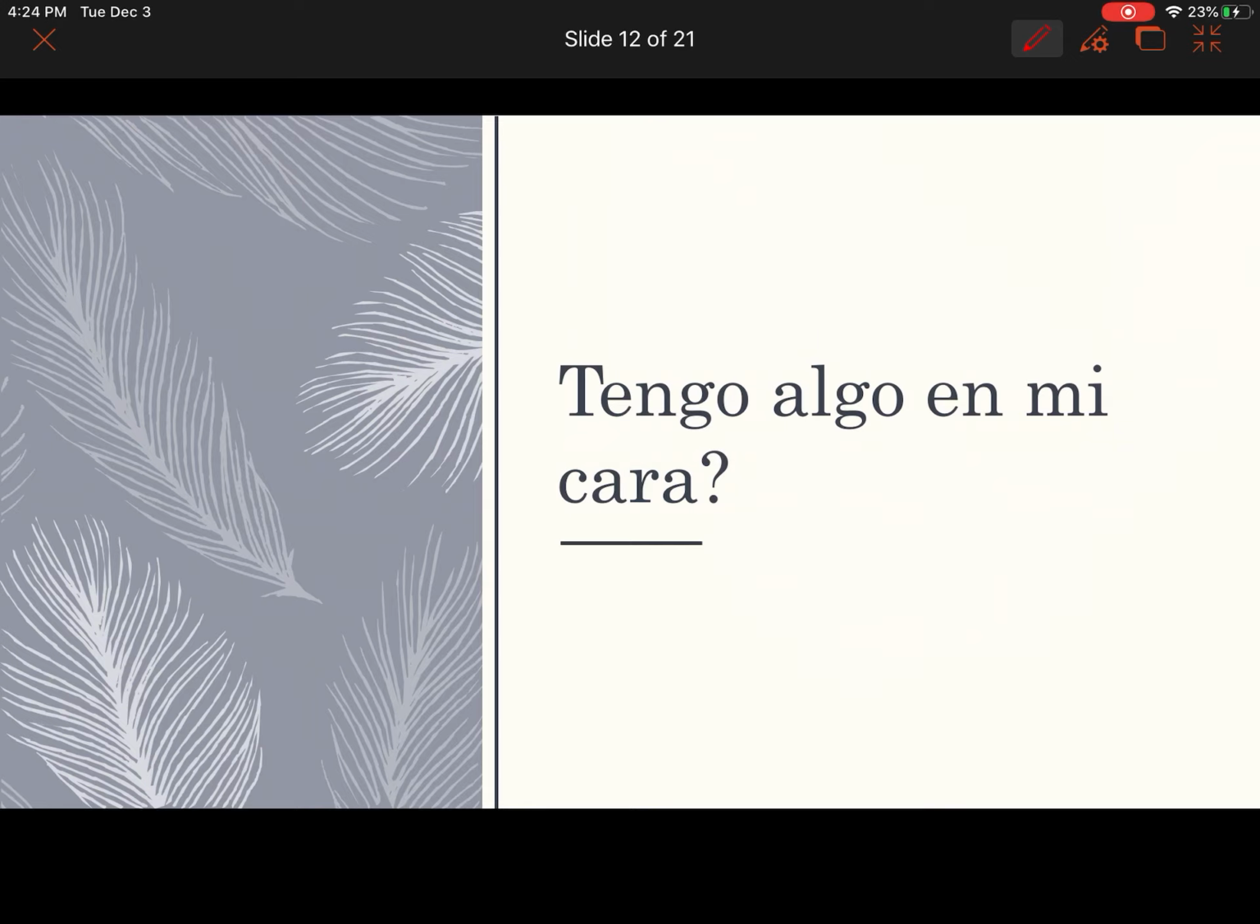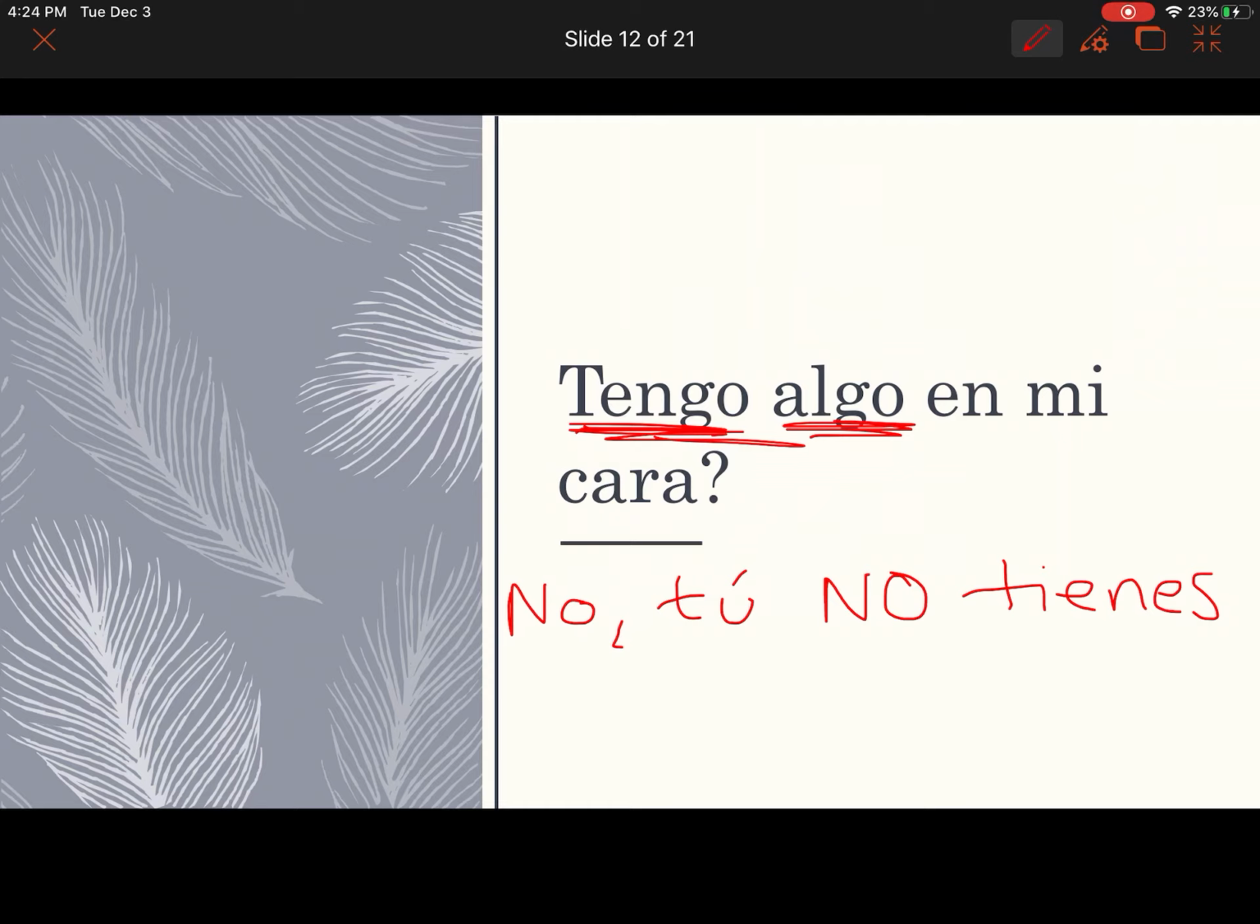Again, steps. What's the verb? Tengo algo en mi cara. The verb is tengo. Do I have something on my face? You're going to answer no, you, tú, a big no. And the right form of the verb tener for tú is tienes. Then we have the affirmative expression, which is algo, and the opposite of algo is nada.